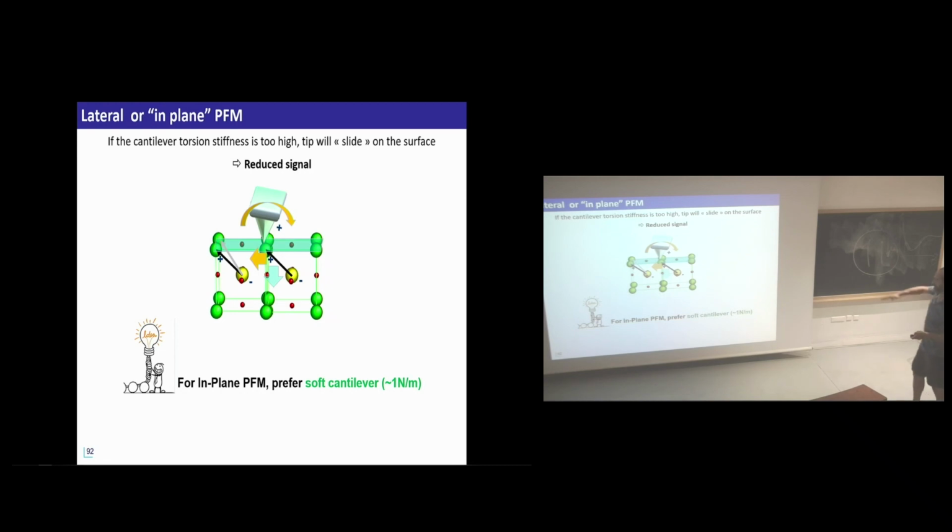Okay. Your cantilever is going to be distorted this way. Of course, if the stiffness is too high, instead of following the oscillation of the substrate, your probe is going to slide on the surface. So you get a reduced signal. So contrary to the out-of-plane PFM, here you have to prefer a soft cantilever. If you want both, take a 10 Newton per meter cantilever. You're going to have some artifacts, but sometimes you don't care. You just want to have raw information.